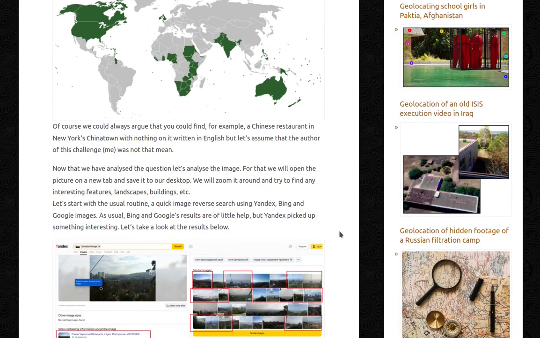Okay, of course, we can always argue that you can find, for example, a Chinese restaurant in New York's Chinatown with nothing on it written in English, but let's assume that the author of this challenge, me, was not that mean. You should never assume that though.